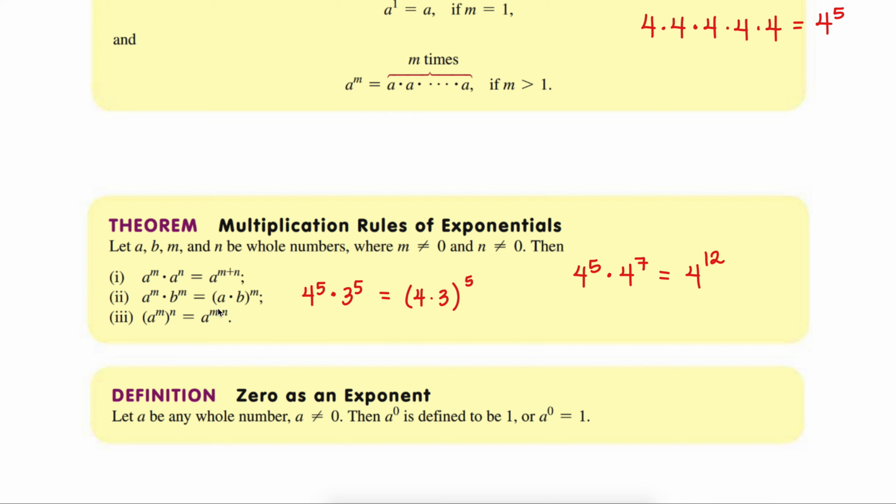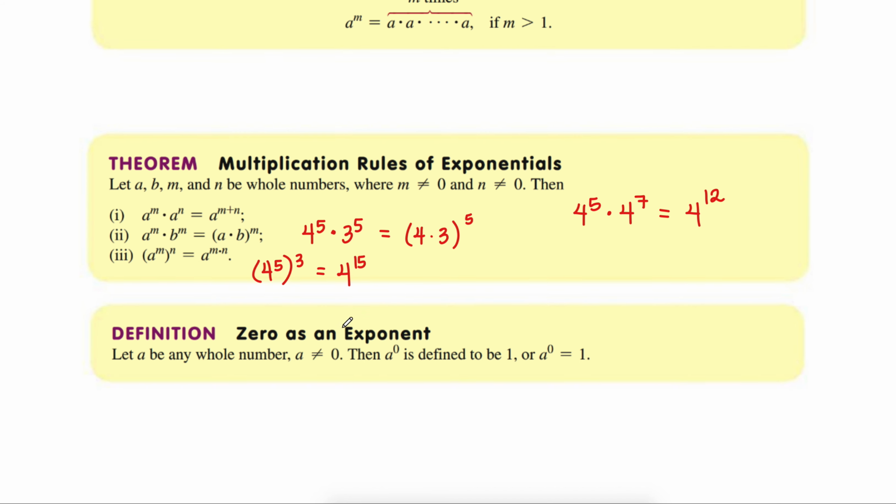Then our third one here is we're taking an exponent and raising it to another exponent. So in this case, if you had something like 4 to the 5th, let's say to the 3rd power, that is the same thing as 4 to the 15th power. And this one should actually make sense as well if you think about it for a moment. 4 to the 5th is 5 fours, and you're doing that 3 times. So you have 5 fours, then another 5 fours, and then a third group of 5 fours, so that's a total of 15 fours, so 4 to the 15th. Those are our multiplication rules.